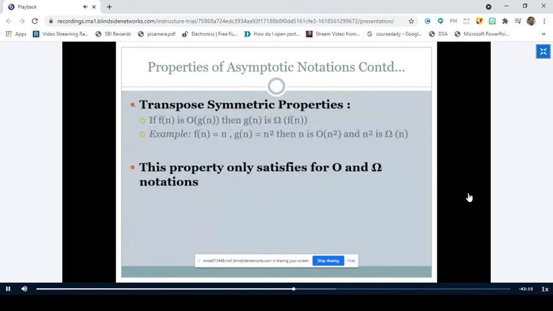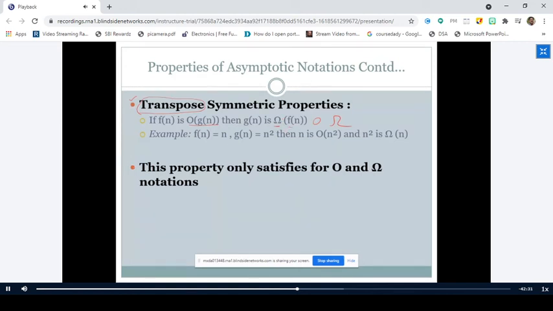Now take the transpose symmetric property. If f of n is big O of g of n, then g of n is omega of f of n. See here, the asymptotic notations are being changed. That is the reason we say it is transpose symmetric. We are taking these two notations, big O and omega. If f of n is big O of g of n, then g of n is omega of f of n.